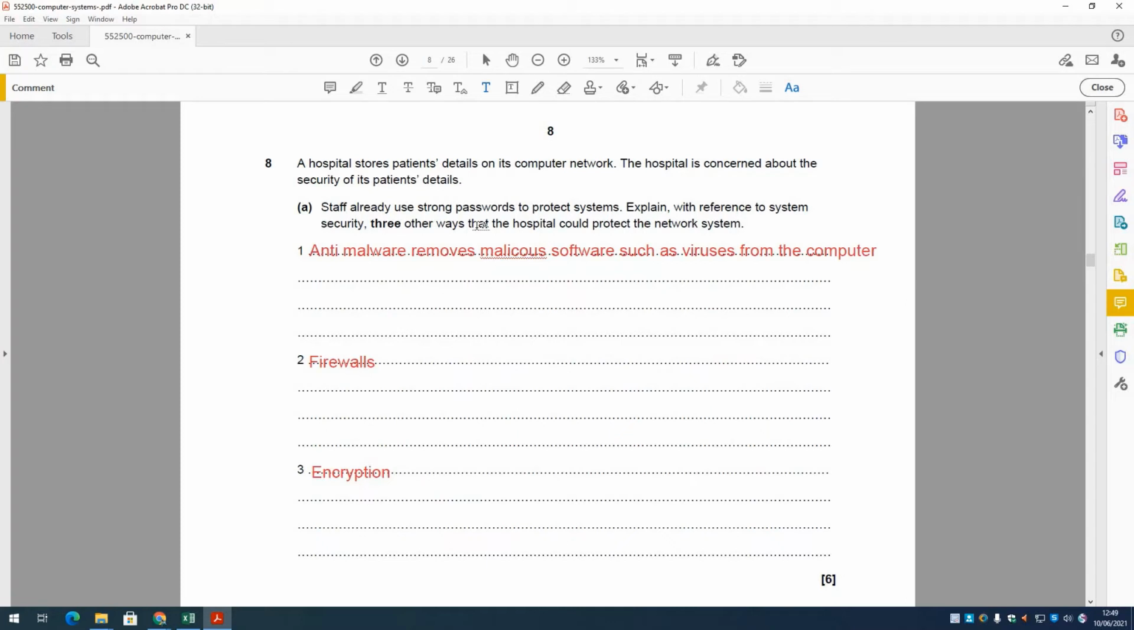Okay, so I've said computer there, but it could always be a network. Moving on, we've got firewalls next. So firewalls, they block unauthorized access. And then our last one is encryption, and we could say that it scrambles the data so that if there's any unauthorized access, it's not understood.